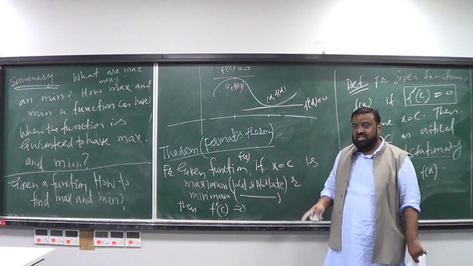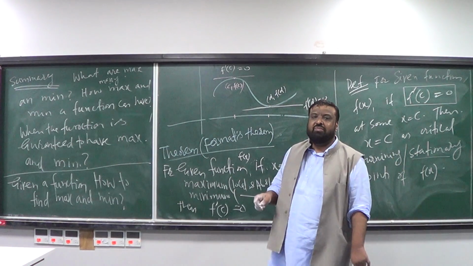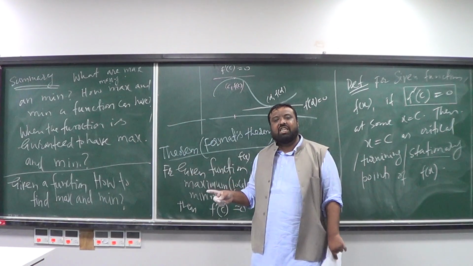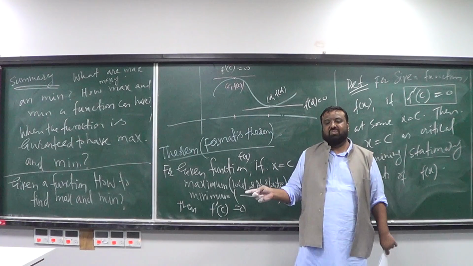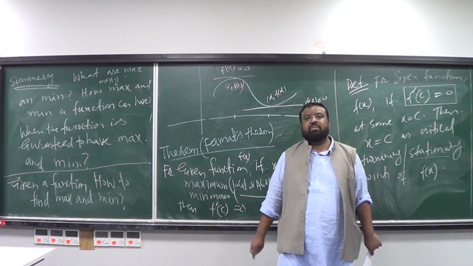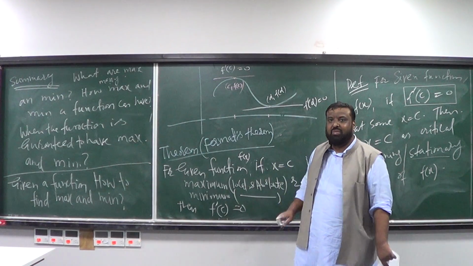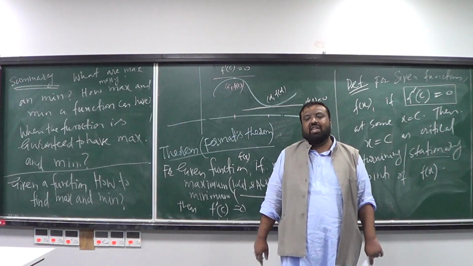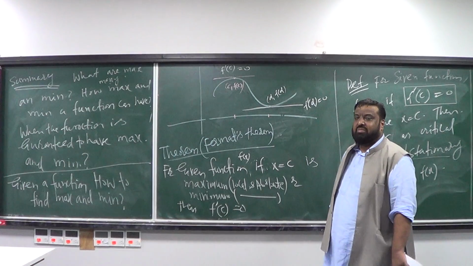But here is the interesting thing. I hope you are doing logic, that every if-then statement has a converse. The converse of this statement is not true. What do I mean by that? If a point is a critical point, it is not necessary that it should be a maximum or minimum.